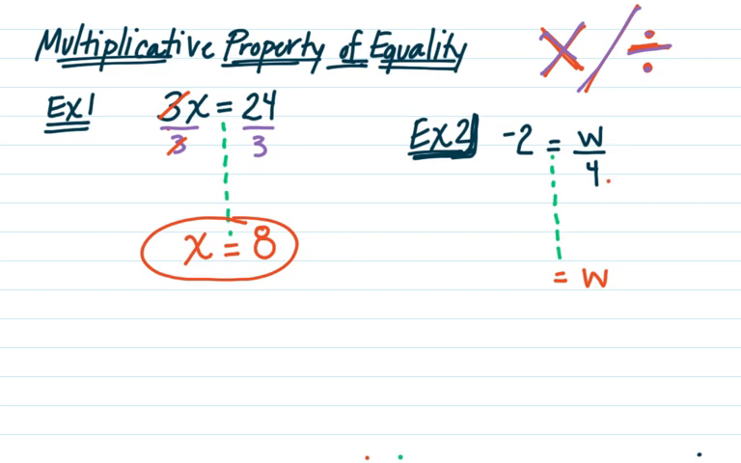Well, on the right-hand side here, if you have dividing by 4, the opposite of dividing by 4 is multiplying by 4. But if you multiply by 4 on the right side, you have to also multiply by 4 on the left side so that they stay equal. 4 divided by 4 is just 1, so there's no need to write it anymore. We're left with w all alone. And now 4 times minus 2 is minus 8. So those are examples of using the multiplicative property of equality to solve algebra problems.